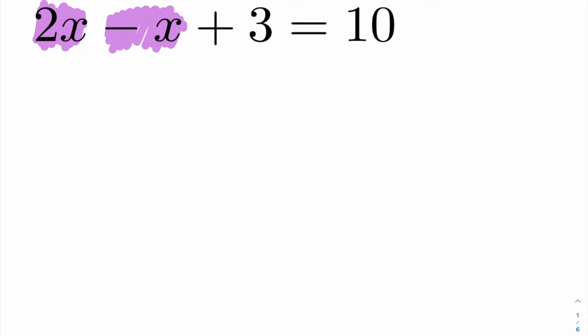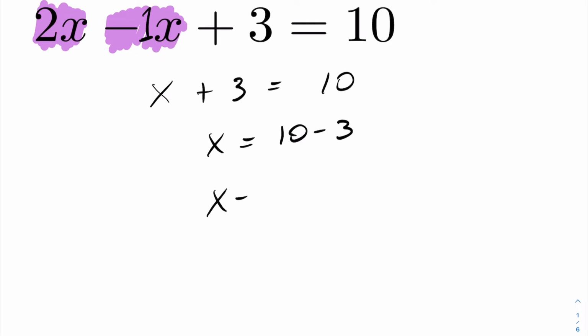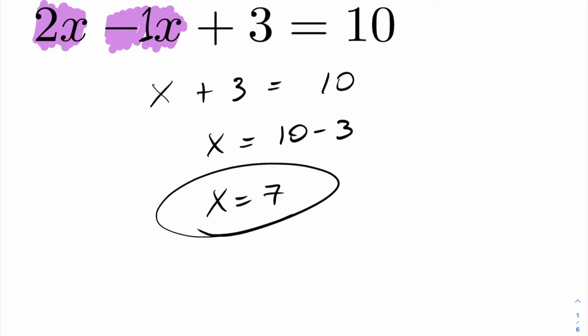When you combine like terms together, you just read the coefficients right in front. So this will be 2 minus 1. Again, remember in front of this x is actually a 1. So this will just be 2 minus 1. So this will end up being 1x or just x plus 3 equals 10. Now we want to go ahead and solve for x, so we're going to have to subtract 3 on both sides. Doing so gives us x equals 10 minus 3, and our answer here becomes x equals 7.